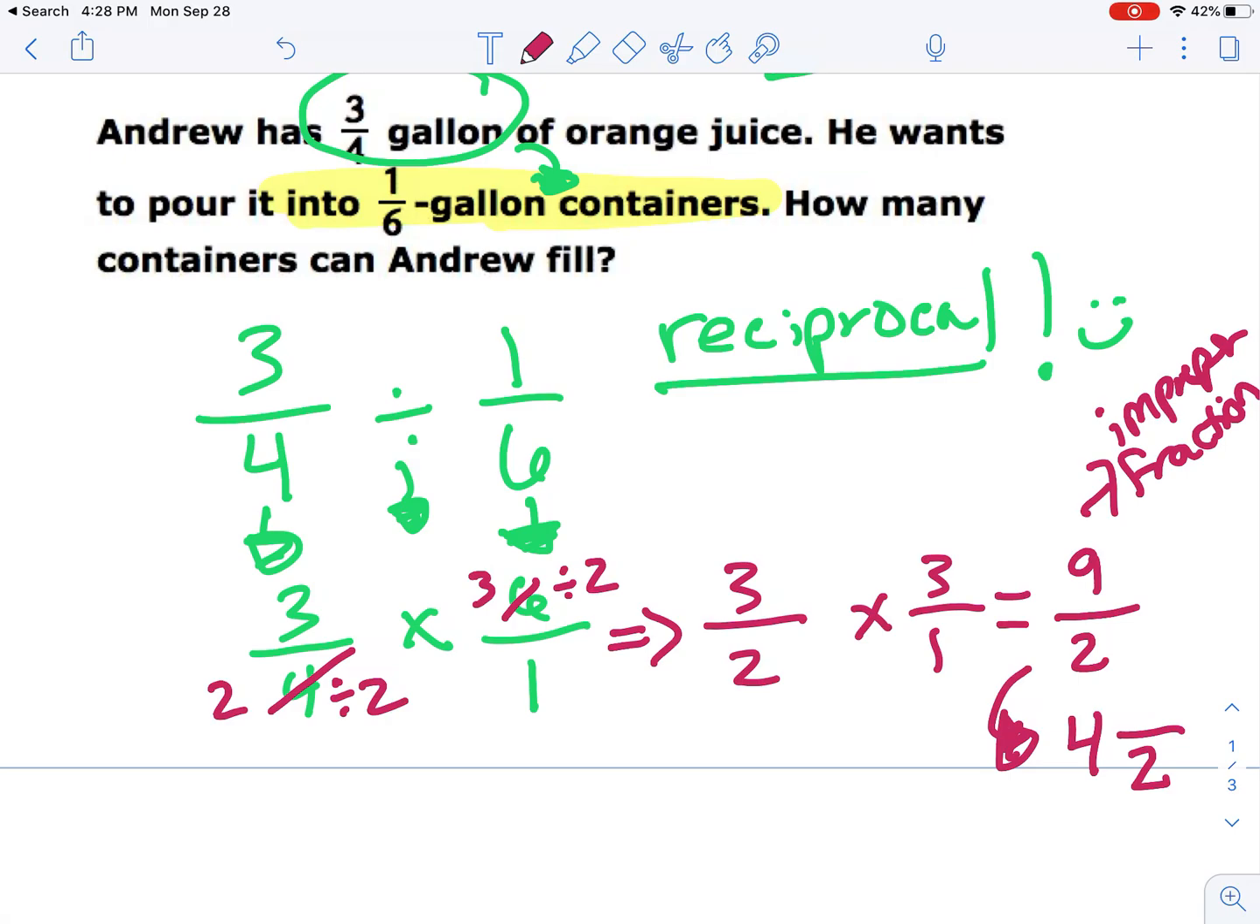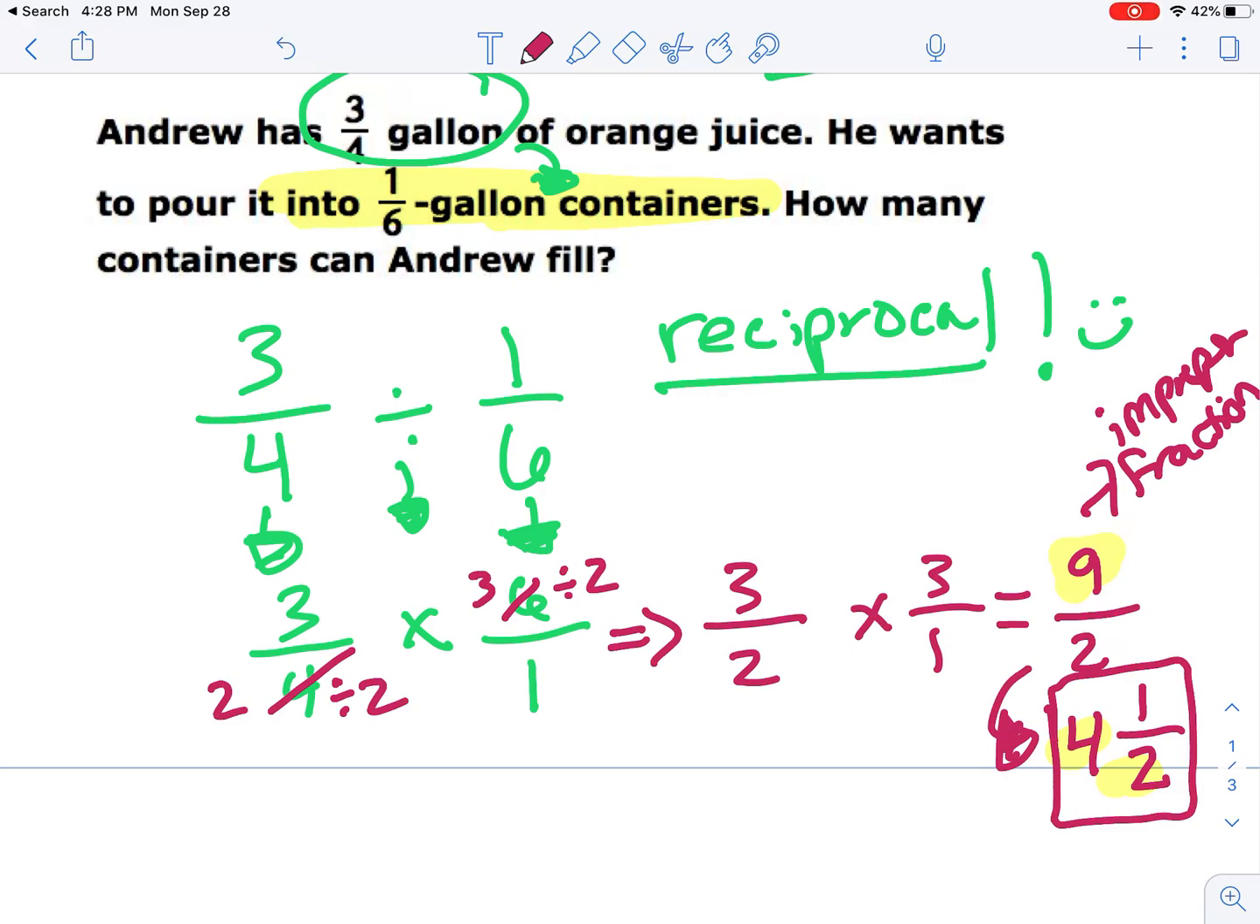And then we have to ask ourselves, how many is left over to get us back to 9? We already said 4 times 2 is 8. So how much is left over? There is 1 left over. So my answer here would be 4 and 1/2.